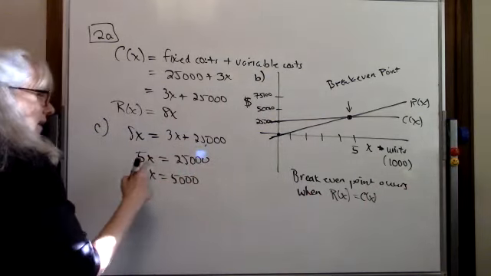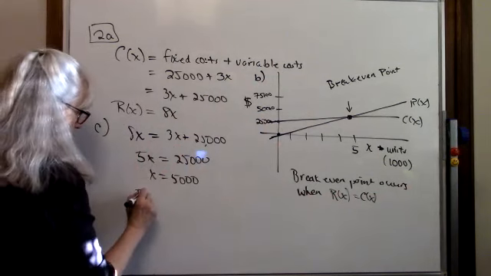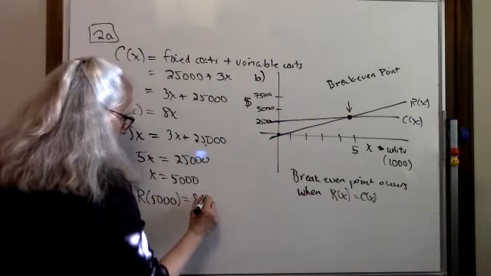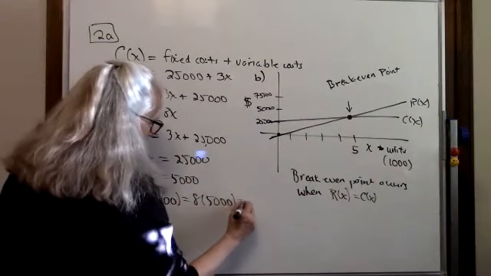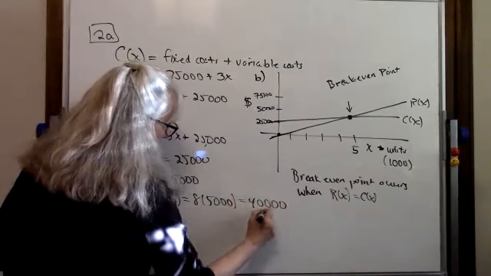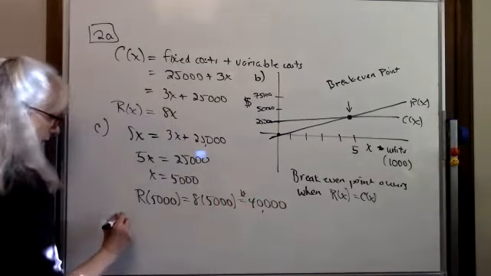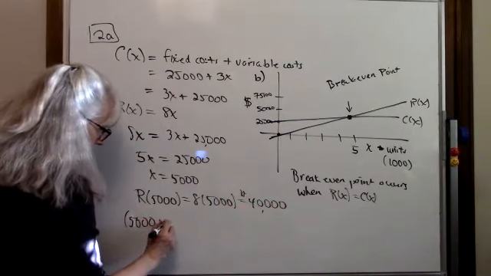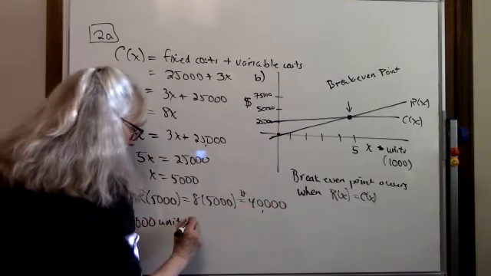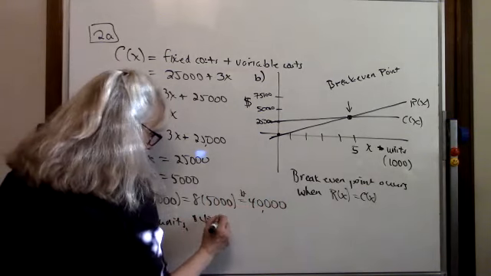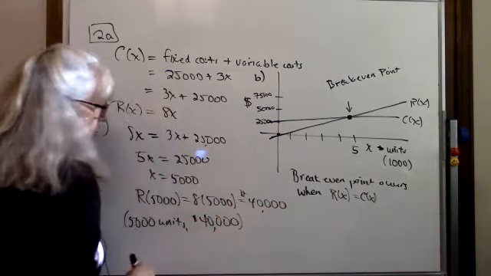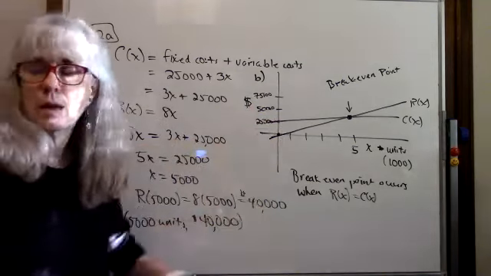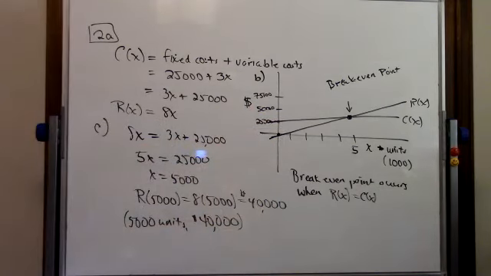To find the y value, we just plug it back in. I'm going to plug it into the revenue because that's the bigger one. R at 5,000 would be 8 times 5,000, which is 40,000. So what we're maintaining is that if we make 5,000 of these diaries, 5,000 units, we'll be spending and gaining $40,000. So that's our break-even point, which we'd also found graphically, but algebraically it makes a lot more sense.